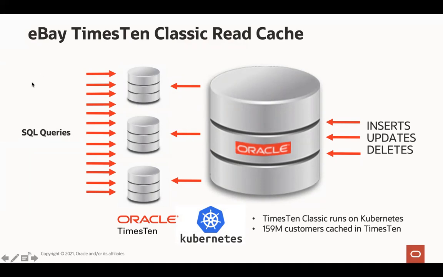So you get faster queries, and as a side effect or a benefit, you're also offloading those queries from the Oracle database. By the way, all of these TimesTen Classic instances are running in containers and Kubernetes. So eBay's been doing that for a while in production.